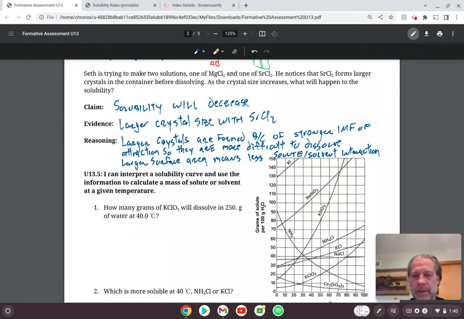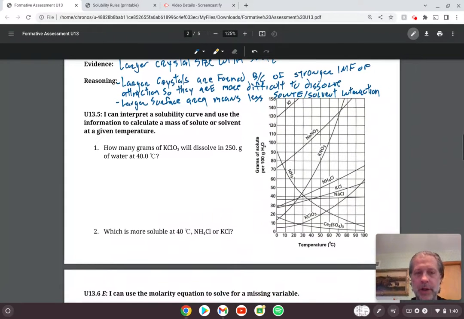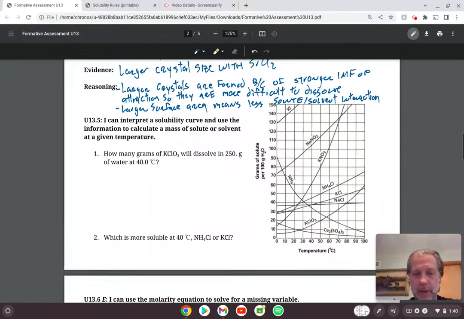All right, so those are two potential answers, but the big thing here is you're going to get credit for identifying whether the solubility will increase or decrease, some type of evidence to support that, and then the larger crystals, and then your reasoning has to be specific to the claim. All right, so the next thing that we're going to do is we are going to interpret a solubility curve and use that information to calculate the mass of a solute or solvent at a given temperature.